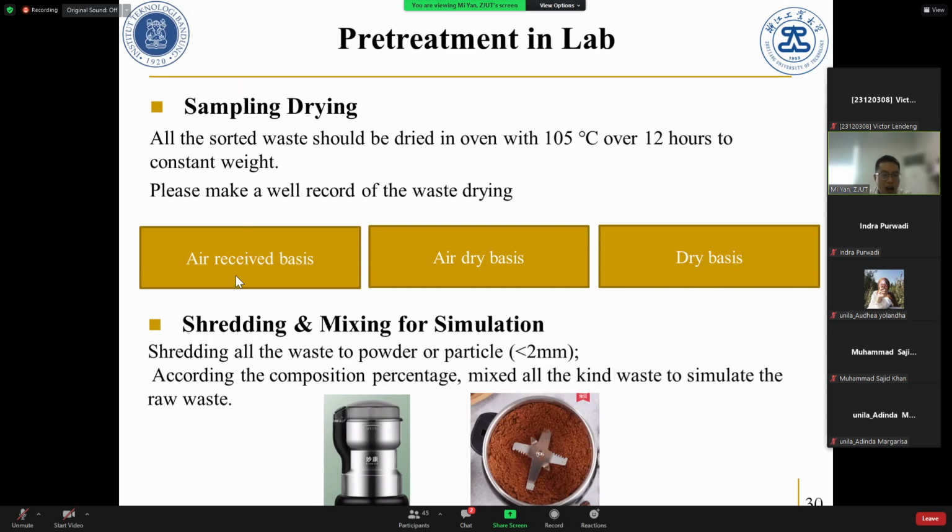After drying, you have to shrink it and mix for simulation. This is very important. Shrinking will make your sample homogeneous, and the mixing depends on your record. So how much percentage of wood, how much percentage of plastic, then you mix them back together for analysis.